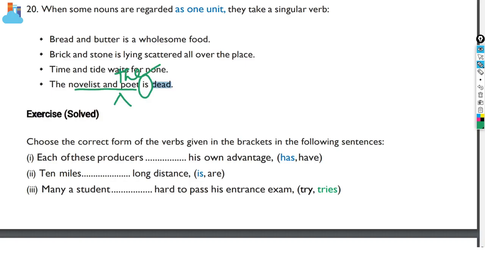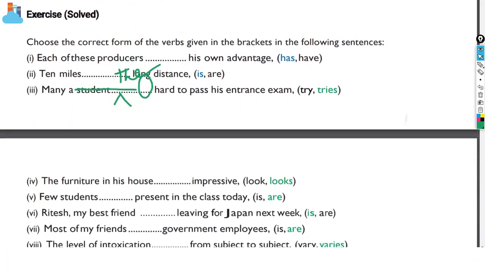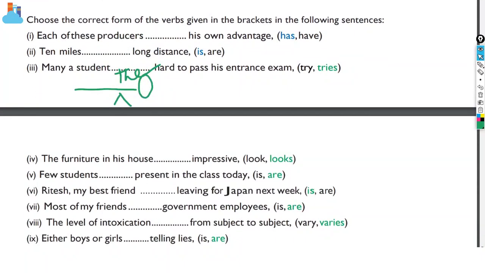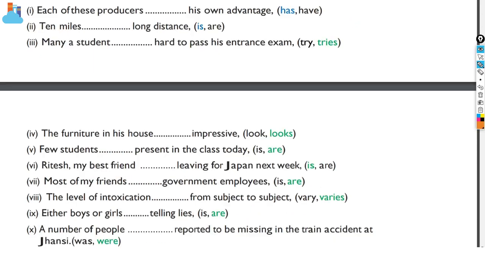Alright? Therefore, my dear children, we will be discussing only some of the questions. Let us see the questions. Only a few of this exercise's questions will be discussed, and the rest I will send you as a PDF on your WhatsApp. Let us see now. Choose the correct form of the verb given in the bracket in the following sentences. In your exam also, my dear children, this MCQ type of question will be there.